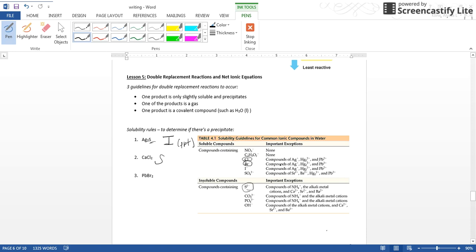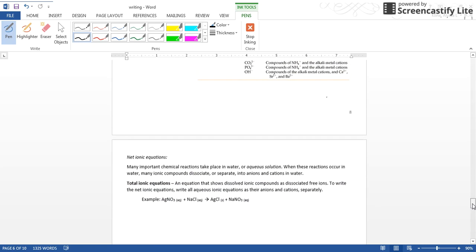So if we look here at bromine, silver, mercury, lead plus 2, that's what we have. That means we have an exception. We've got this exception right here, making it the opposite of what it says. So that would be insoluble. And again, that means a precipitate forms. Okay? That's how we deal with that first guideline.